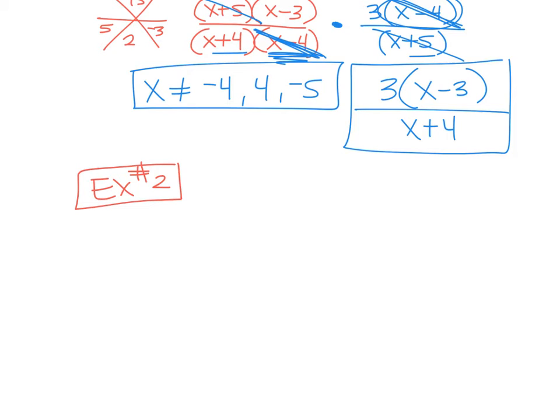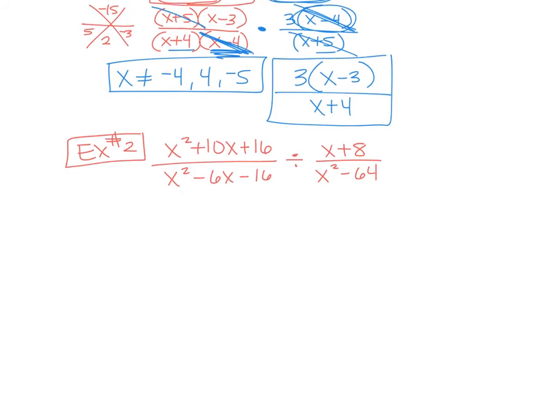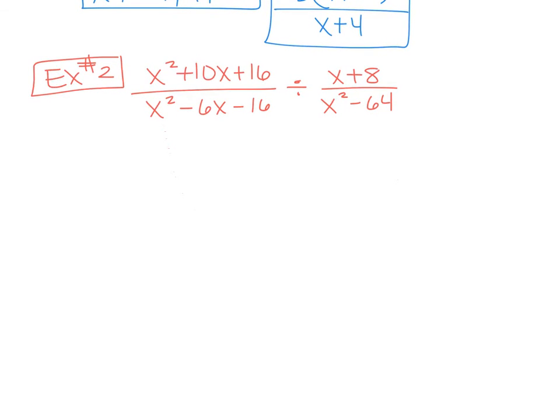We have (x squared plus 10x plus 16) over (x squared minus 6x minus 16) divided by (x plus 8) over (x squared minus 64). All right, let's break down that first one.